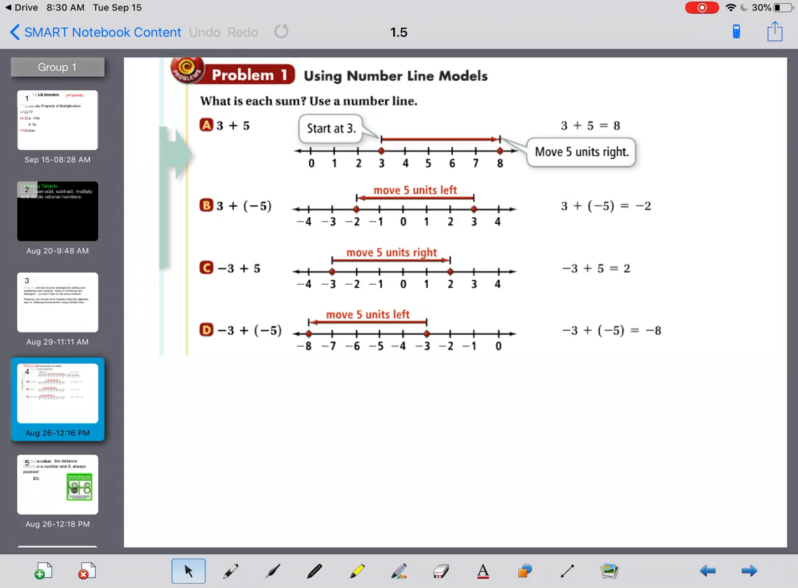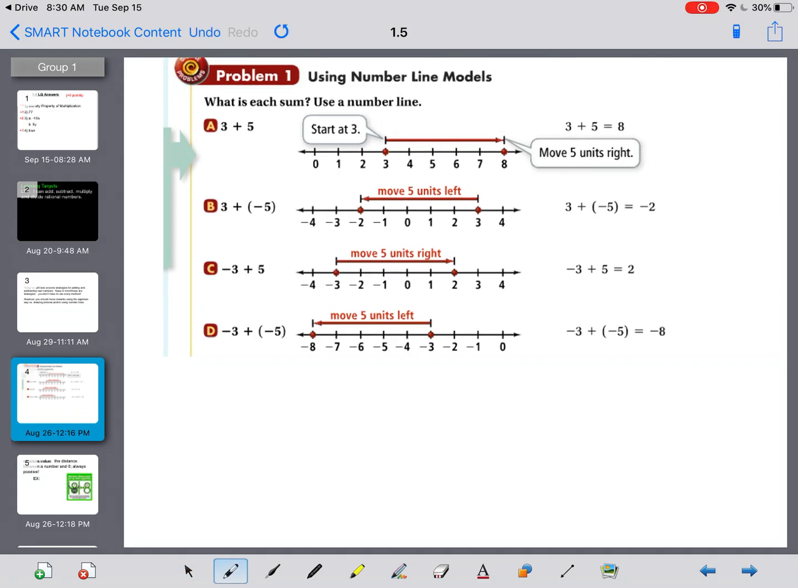All right, so if you're using a number line, in case you're there, you want to start at the number that they give you first. So see how they started at 3, and then you count up 5 spaces. So 1, 2, 3, 4, 5, and that gets you up to 8. So we know 3 plus 5 equals 8.